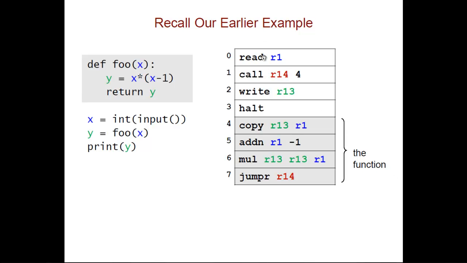The first 4 lines of the assembly language program implement the global part of the program, where we get an input from the user, store it in a variable x, pass that into the function, get back the result, store that in a variable y, and then print that return value. And we were using register R1 for the input x, we were using register R13 for the result of the function call, and register R14 for the return address. Now, we didn't need the stack in this example because it worked just fine as is.